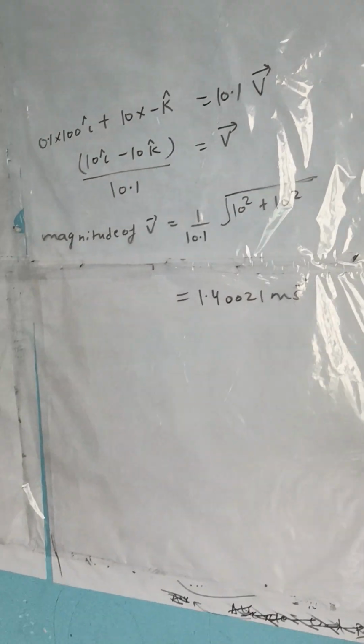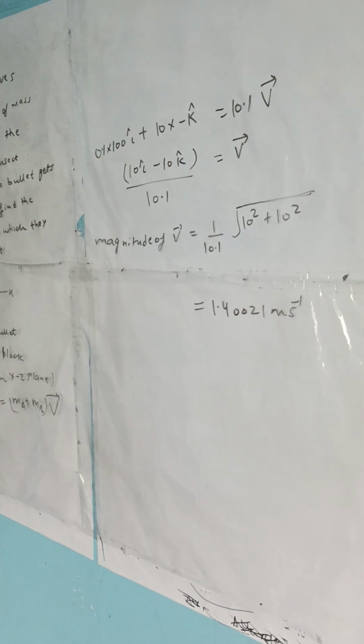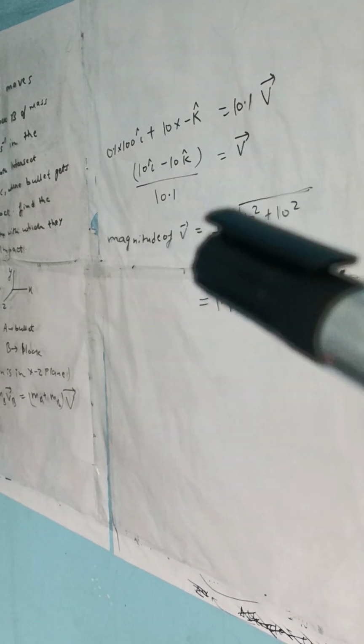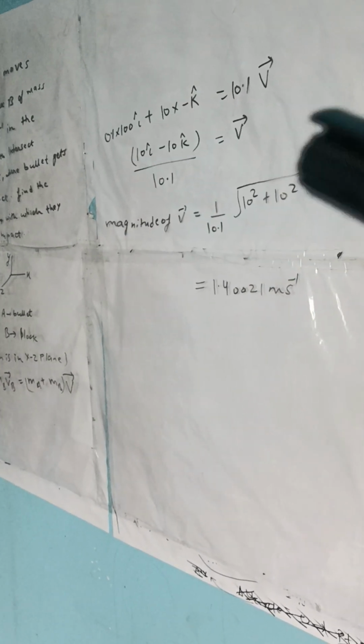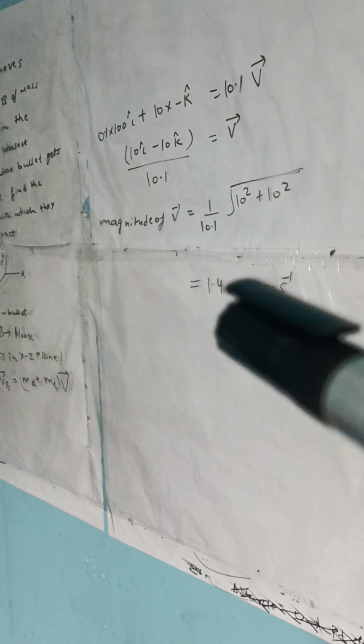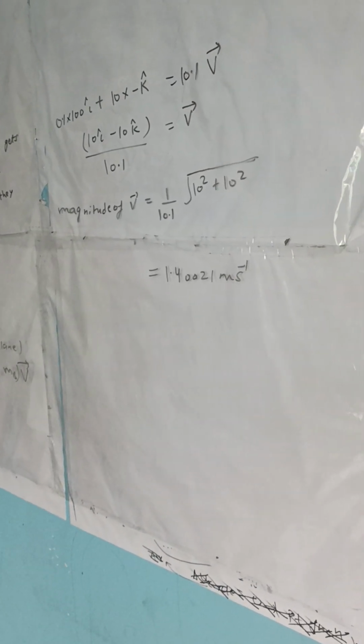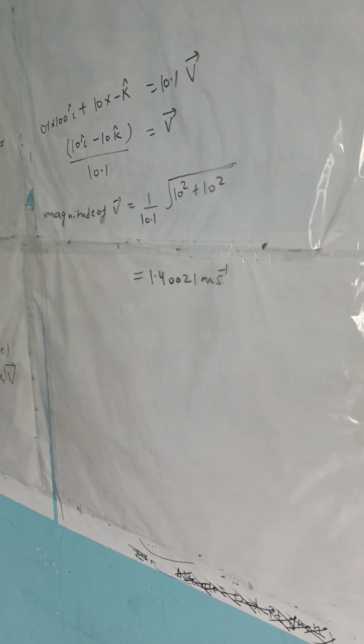So we have to calculate the magnitude of this velocity vector. The magnitude will be 1 by 10.1 times the square root of 10 squared plus (minus 10) squared. After calculation we get the magnitude as 1.40021, which is approximately 1.4 meter per second.